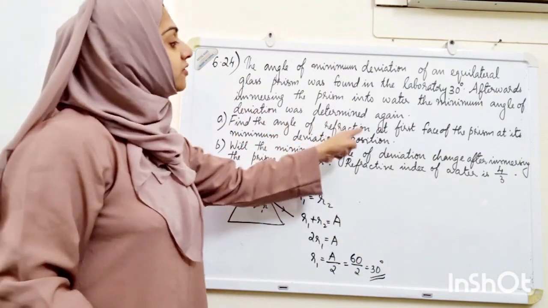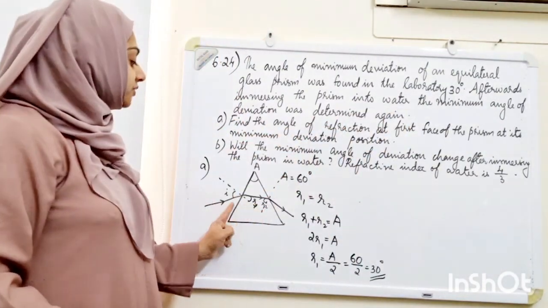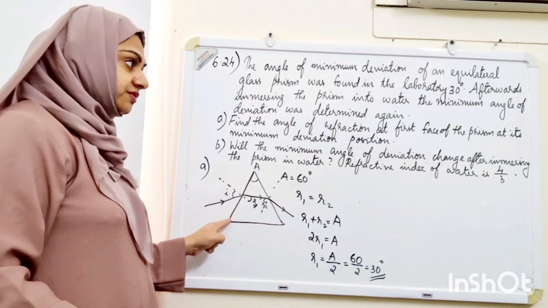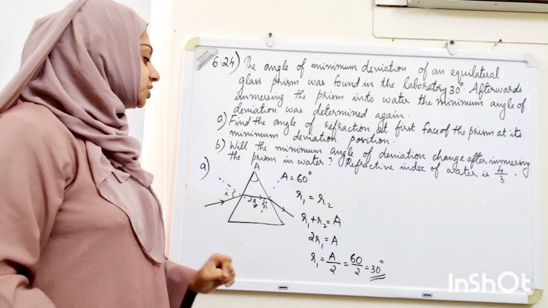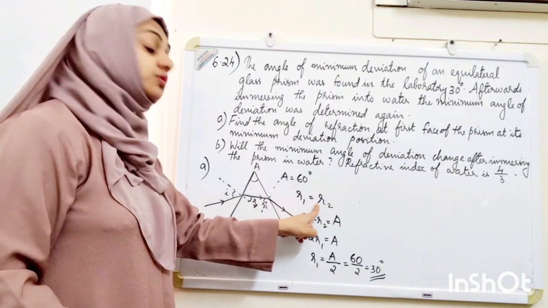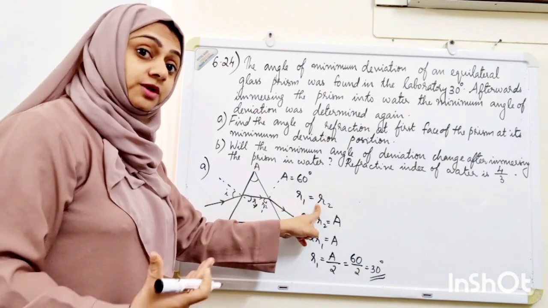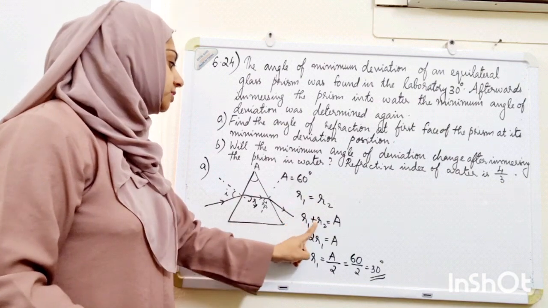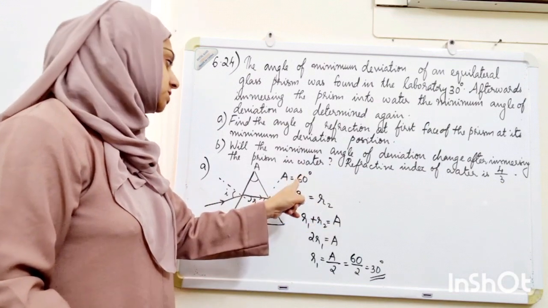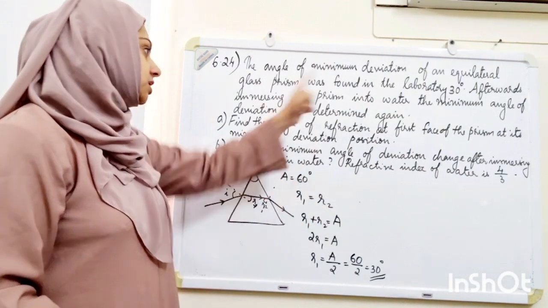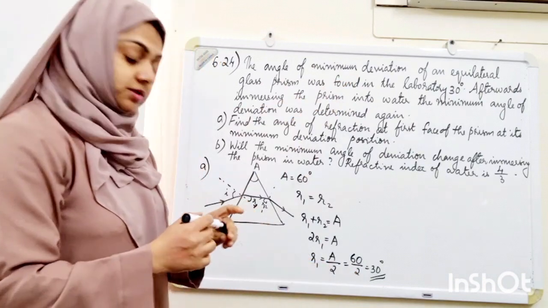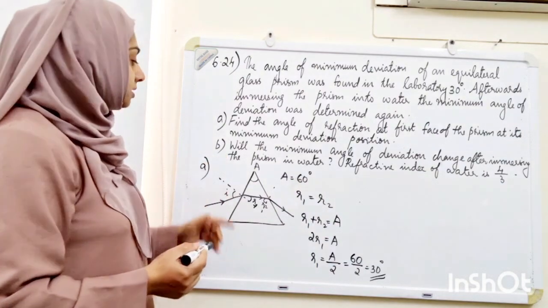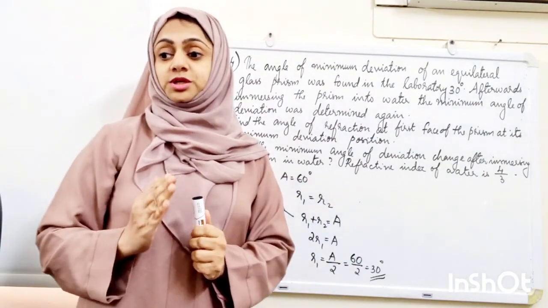Find the angle of refraction at the first phase of the prism. So if this is the first phase of the prism, at its minimum deviation position, we know that R1 is equal to R2. And R1 plus R2 is equal to A, which is 60 degrees because this is an equilateral prism, and we got R1 as 30 degrees. So that's the A part. Now let us see the question B.